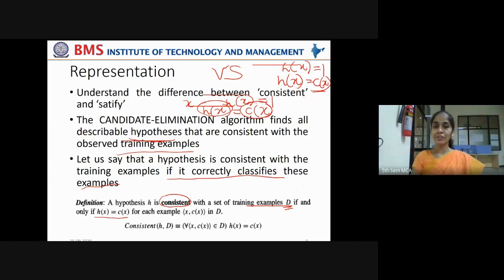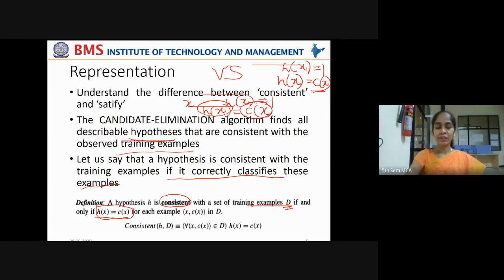Now go back to the definition of satisfying with Find-S. There they have given that an instance X is said to satisfy a hypothesis h if and only if h of x is equal to 1. That is the definition given there. You can go through the previous PPTs. But here, when we are trying to understand what is consistent, it is nothing but the hypothesis being in accordance with the target concept, that is, whether your friend is enjoying the sport. Yes, it is interested only in yes, positive examples.